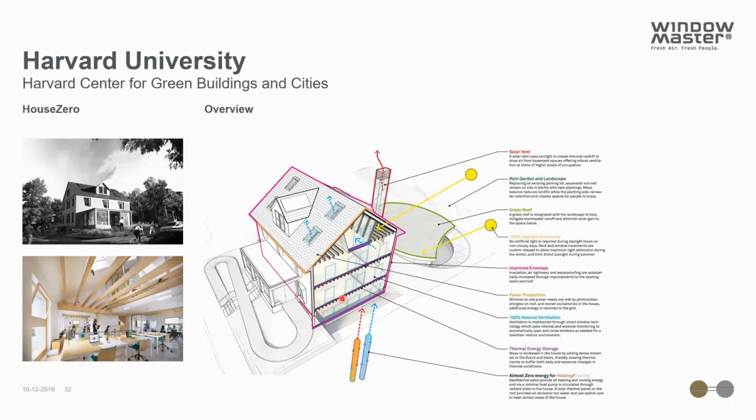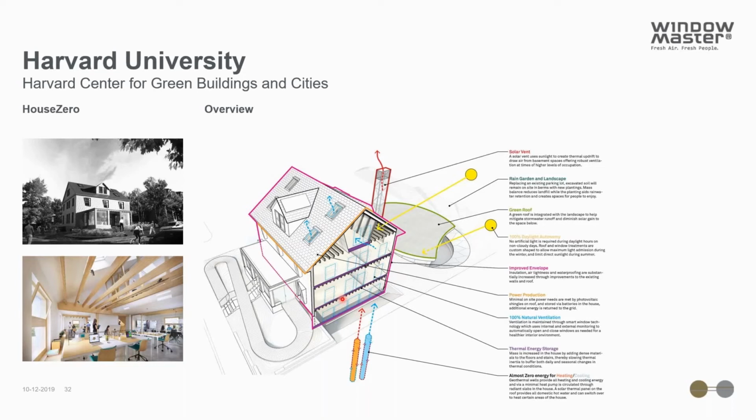Another impressive reference case is House Zero, placed at Howard University in Boston. It's a very different type of building than the PNC Tower. It's definitely not a simple building. There's a lot of different systems going into this, and the Center for Green Buildings and Cities at Howard is using this as an office building, but it's also a research facility. So there's a lot of technology going into this building.